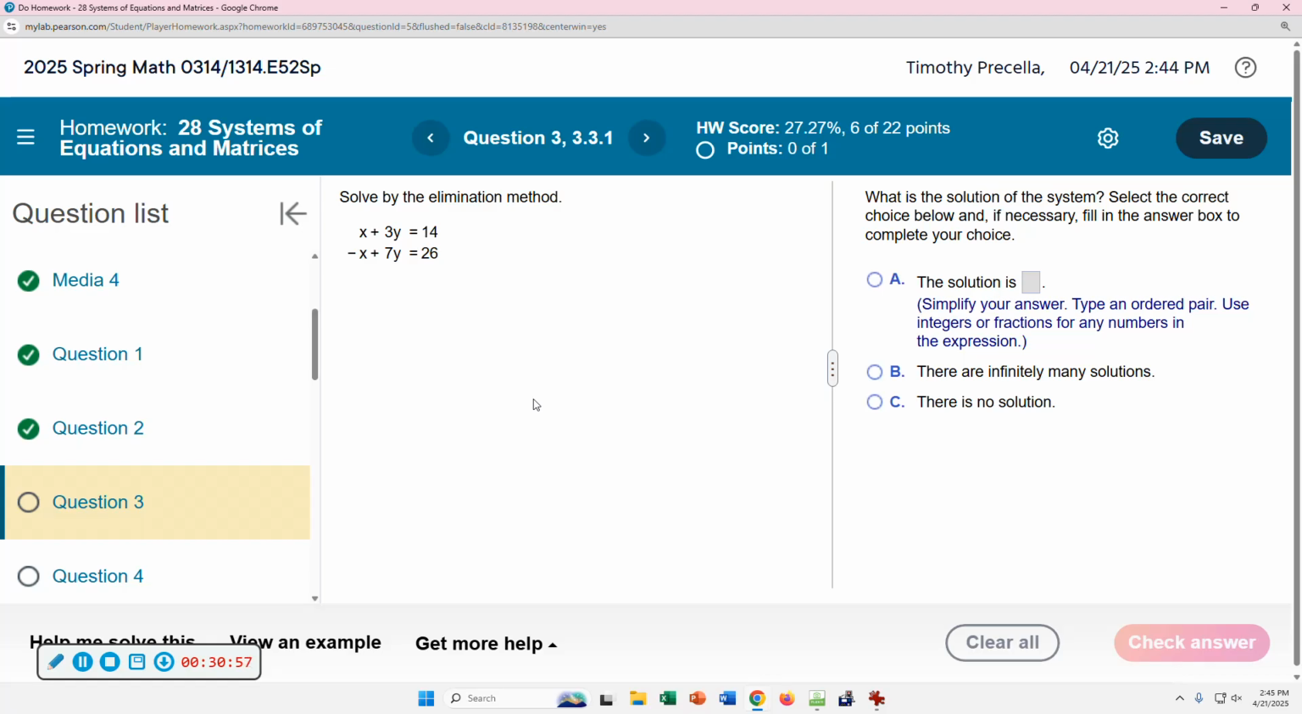With elimination, we're going to just add vertically in such a way that one of the variables is eliminated. If I drew an equal sign right here and just added vertically, which variable would we lose? Which variable would subtract out?